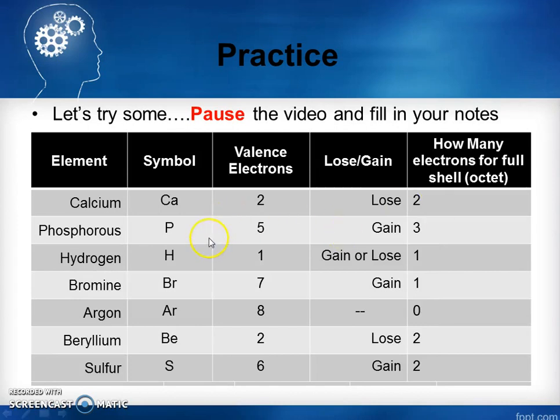So here are my answers. Again, you might want to pause the video and check your answers. Argon, you might have found, was interesting. So argon was a noble gas. It's in column 18, 8 valence electrons. It's stable. It doesn't need to lose or gain any. So hopefully you got that answer as well. Again, you might want to pause the video and just check through your answers.